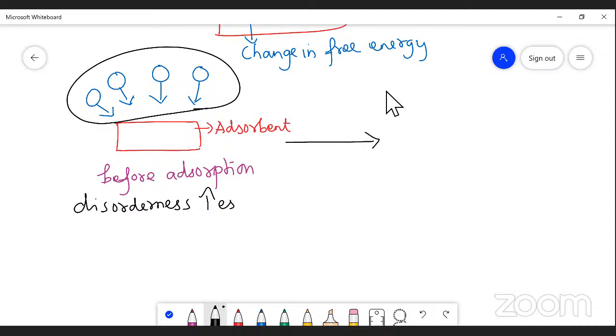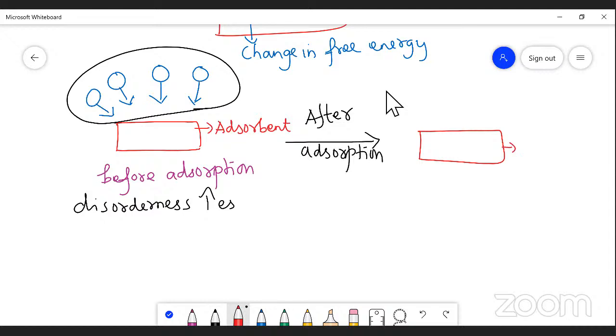Now I will give you after adsorption. When the molecule is adsorbed, after adsorption, you will get it like this. This is a solid adsorbent, but the gas molecules are going to be adsorbed like this, like this.